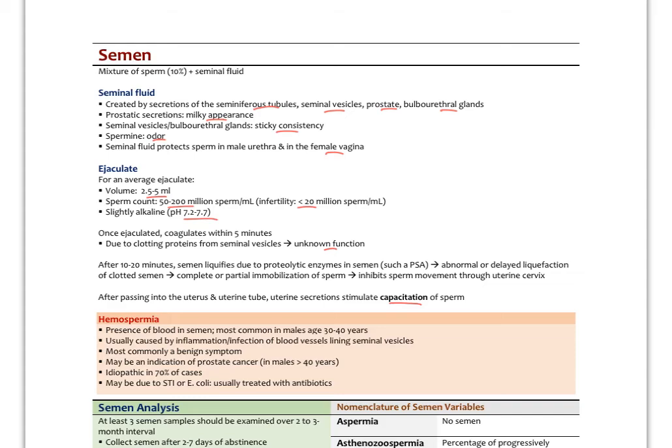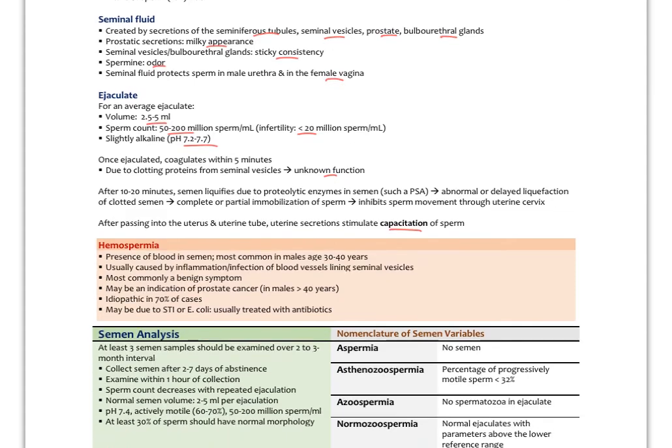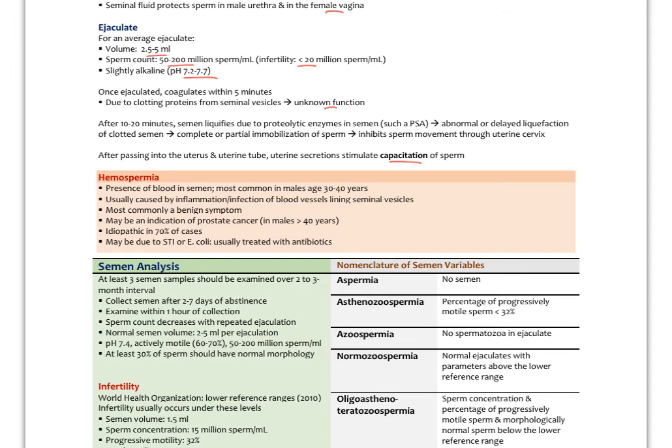Now, one condition you might encounter clinically is hemospermia. That's the presence of blood in the semen. And it's most common in fairly younger males, 30 to 40 years of age. It's usually caused by inflammation or infection of the blood vessels lining the seminal vesicles. It's most commonly a benign symptom, so this is not considered a medical emergency or anything like that. It, however, should be investigated.